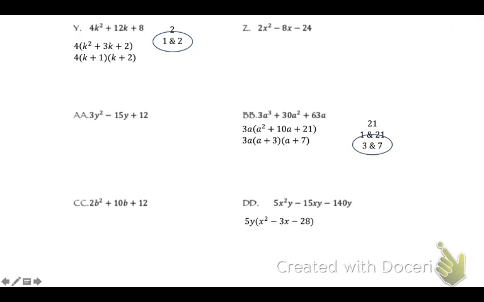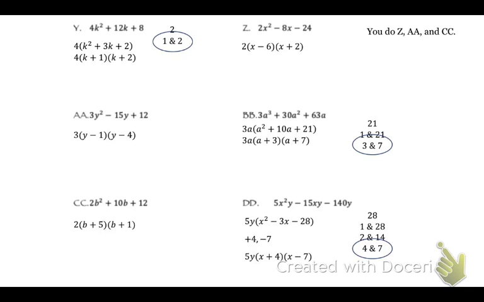And then this last one. So we're going to take out the 5y, and we're left with x squared minus 3x minus 28. See what multiplies to be 28 and adds or subtracts to be negative 3. That's 4 and negative 7. So that's going to be 5y, x plus 4, x minus 7. You can do the rest of those. There are those answers.